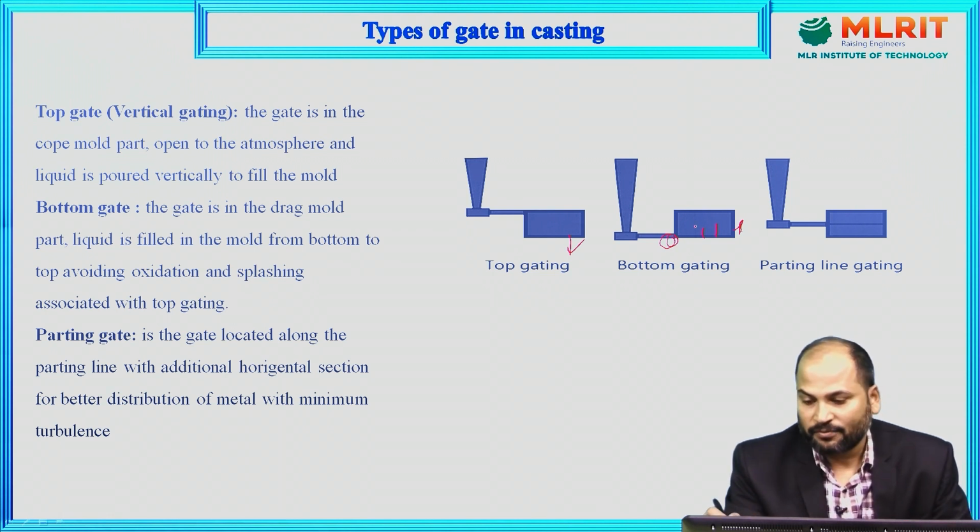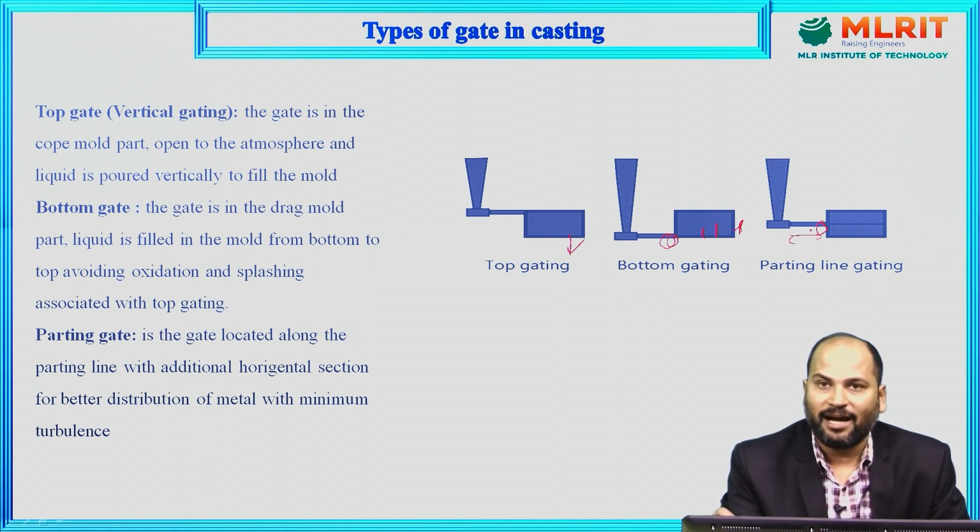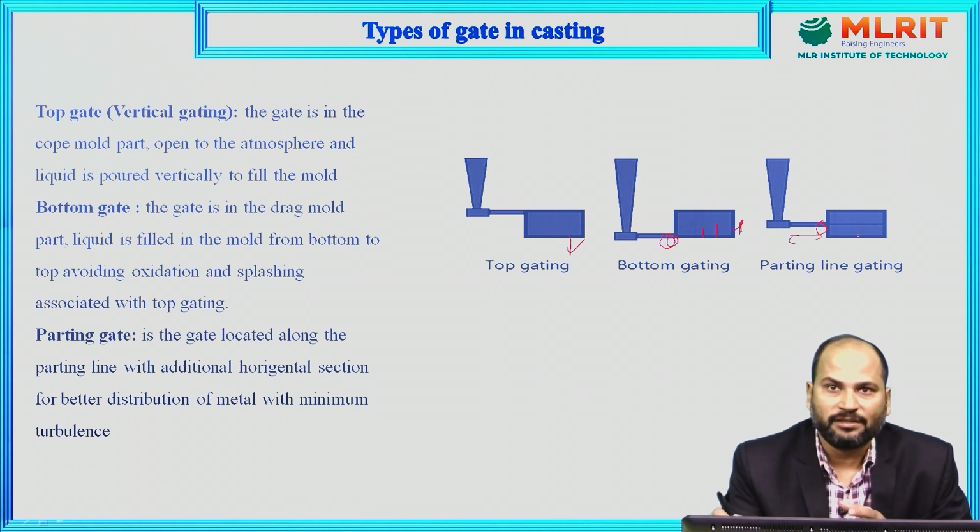Okay, and the last one is the parting line gate. You can see here the gate is positioned in between the cope and drag, and this horizontal section is additionally large. This ensures that the metal distribution inside the mold cavity is uniform. So generally it is used, and the chance of turbulence is also very low in this case.